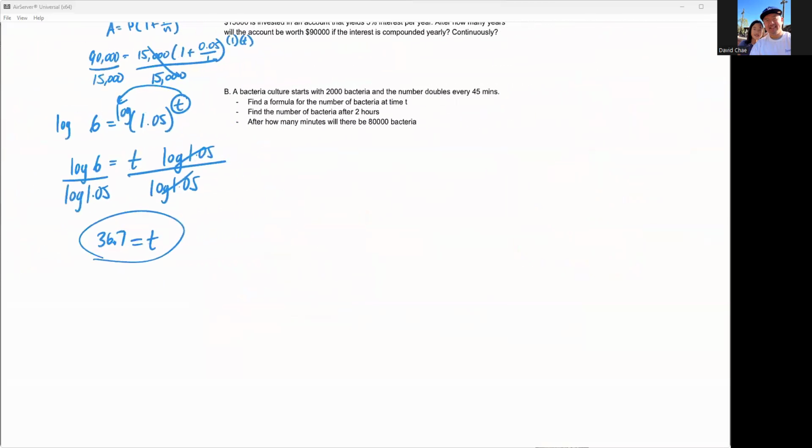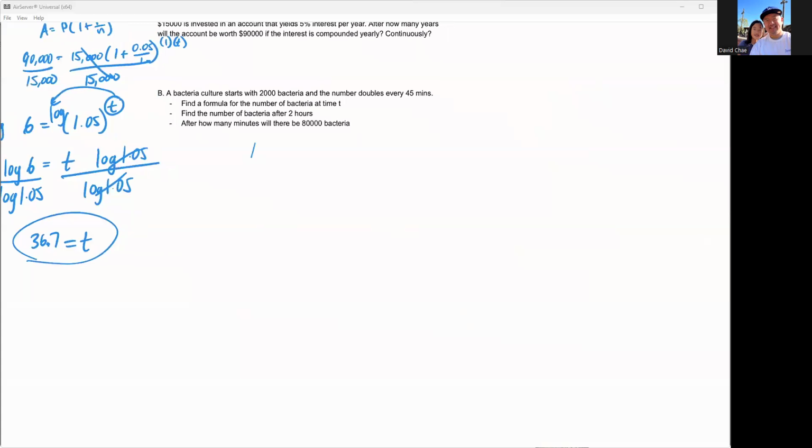All right, letter B is A equals 2,000, right? Let's start with the formula. A equals A0 times 2 to the, I keep forgetting, was it n over t or t over n? T over n. So it's 2,000 was the original amount. It doubles over time, t over 45 minutes, because 45 is the rate that it doubles. All right, so that's number 1. This is the formula right here.